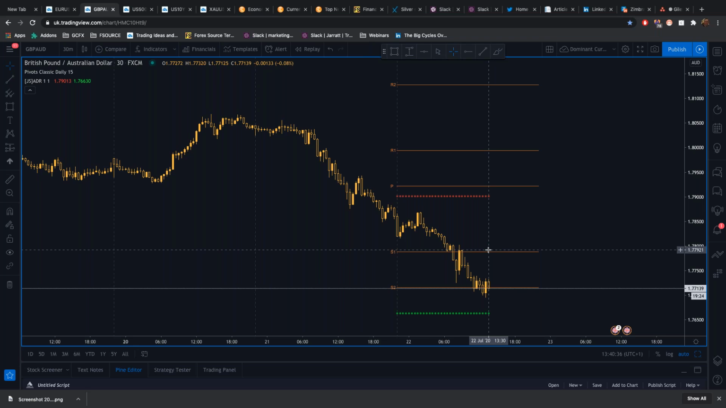Now, what could change the outlook? Well, what could change this outlook is if we had some positive Brexit news. If we had positive Brexit news, we could see the pound move much higher and break through these levels. So you have to be in tune to the news.